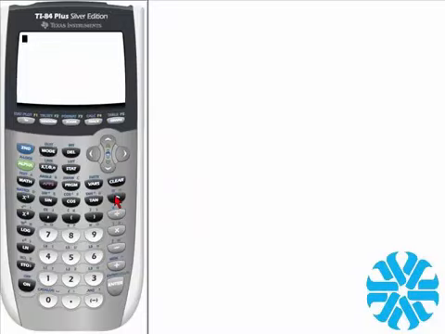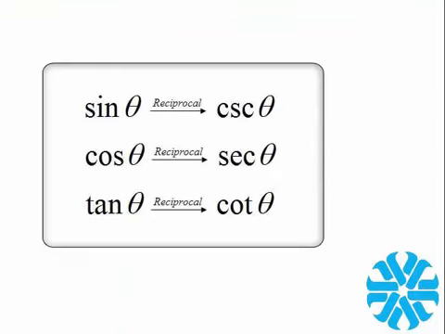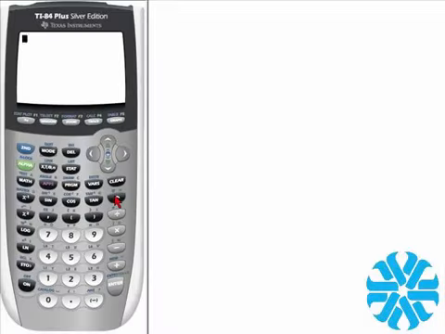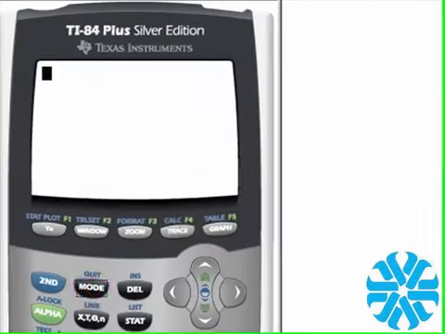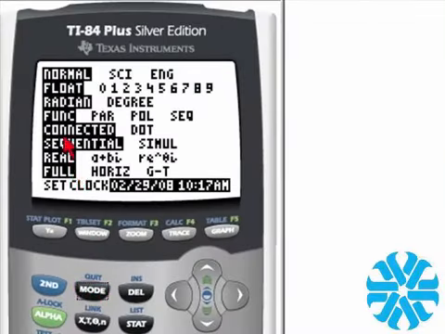If you are working with angles, you can choose radian or degree mode. This mode is only relevant if you are working with trigonometric functions such as sine, cosine, tangent, or the reciprocals of those functions. For example, let's say we want to compute the sine of 90 degrees. Since we are working in degrees, we need to be in degree mode. So we need to go to mode. You can see down here we have a radian and a degree mode. So let's put it in degree mode.